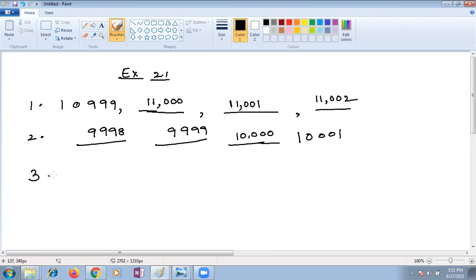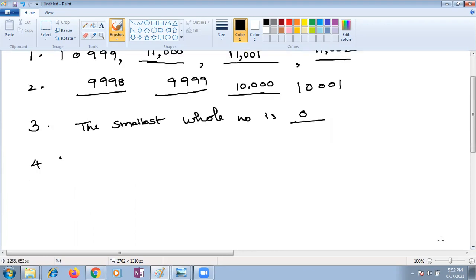Next, which is the smallest whole number? The smallest whole number is what, children? Ma'am, 0. Yes, the smallest whole number is 0. Very good. Next, the fourth one. These are the basic questions, children.